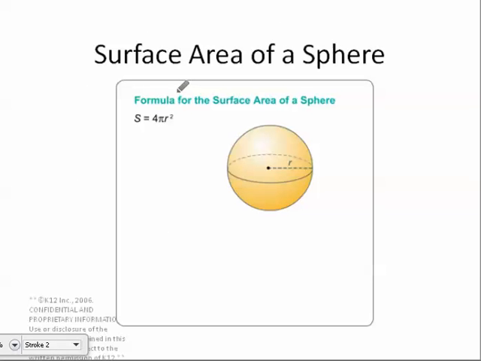Now I'm going to do surface area. Surface area is 4 pi r squared. This is one that you can demonstrate for yourself. Take an orange. Set an orange on a piece of paper and draw a circle around it. It has to be the exact circumference of the orange, so make certain it's the same size as the orange.